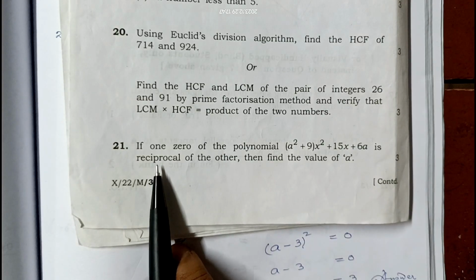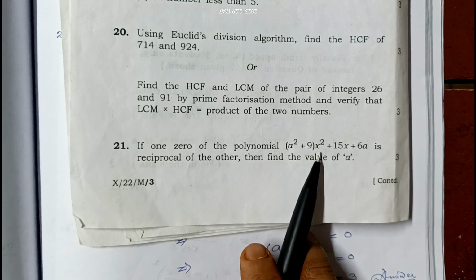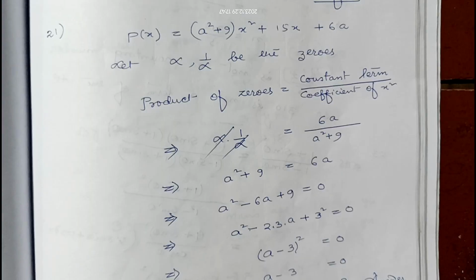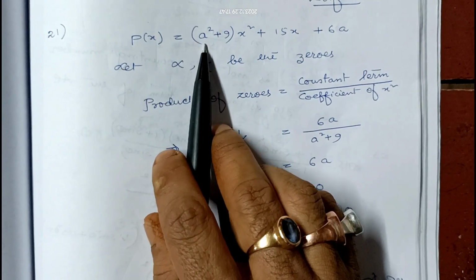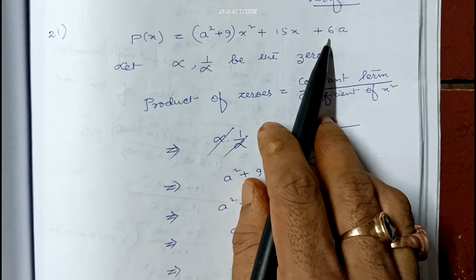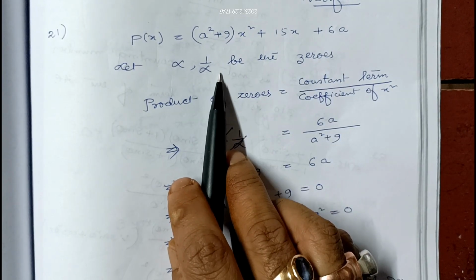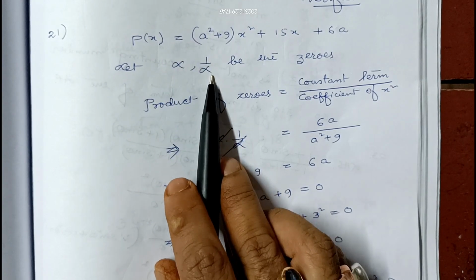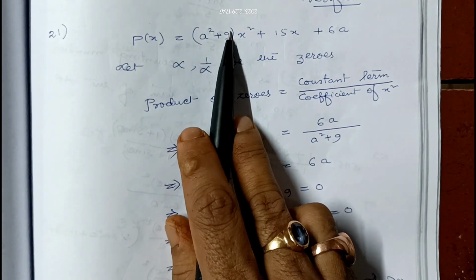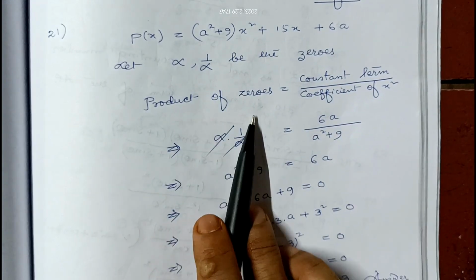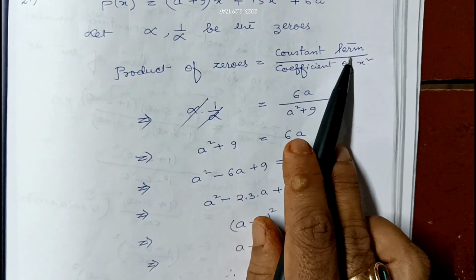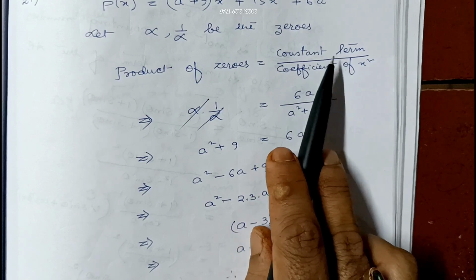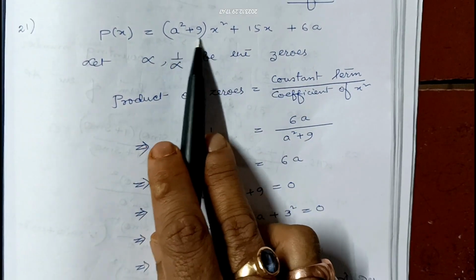In question number 21 it is given that if one of the zeros of the polynomial a square plus 9x square plus 15x plus 6a is reciprocal of the other, then find the value of a. Here it is given that polynomial is a square plus 9x square plus 15x plus 6a, and as it is given that one zero of the polynomial is reciprocal of the other, so if you consider one as alpha, then we have to take another as 1 by alpha. Now since here coefficient of x square and constant term are involved, we are using the formula product of zeros. So product of zeros formula is constant term by coefficient of x square. Product of zeros will be alpha into 1 by alpha equal to constant term, which is 6a, by coefficient of x square, which is a square plus 9.